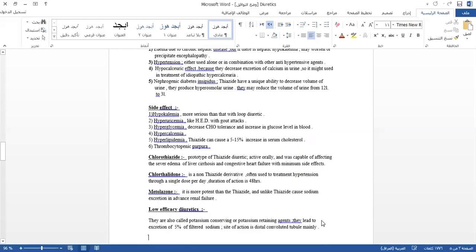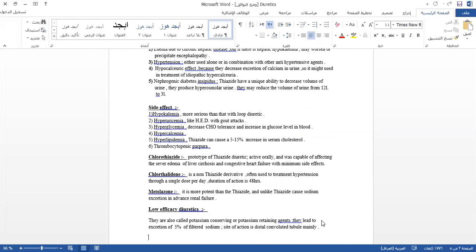Similar to the high efficacy diuretics, hypokalemia, but hypokalemia is more serious in the moderate efficacy thiazide group than in the high efficacy or loop diuretics. Why? More serious because the duration of action is longer here, as we see, it may persist for 40 hours, while the duration is shorter, 4 to 6 hours, for loop diuretics. Hyperuricemia, the same as for high efficacy, precipitates gouty attacks, because the secretory mechanism for moderate efficacy or thiazide is the same for uric acid.